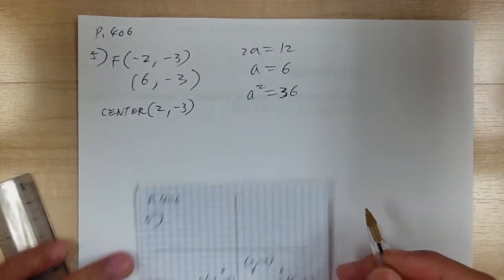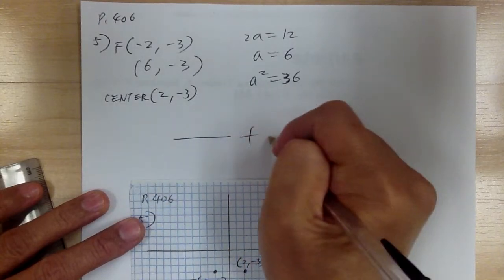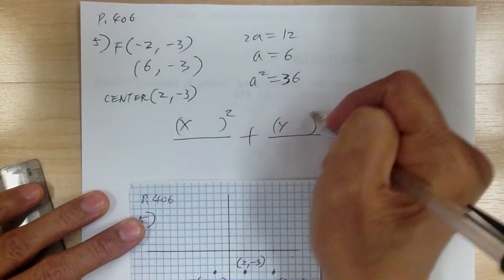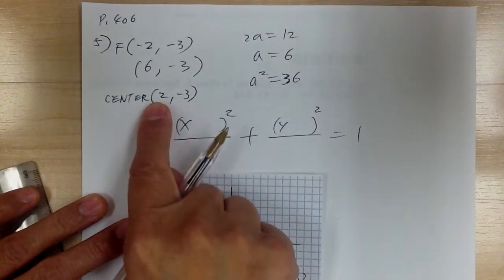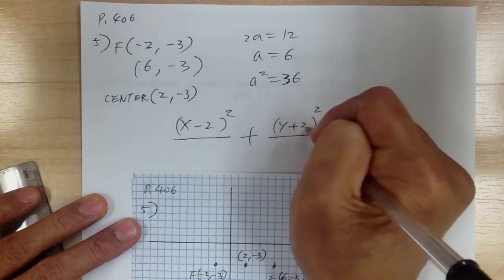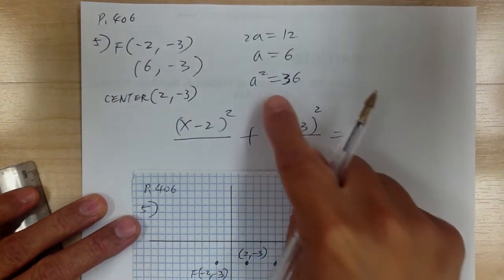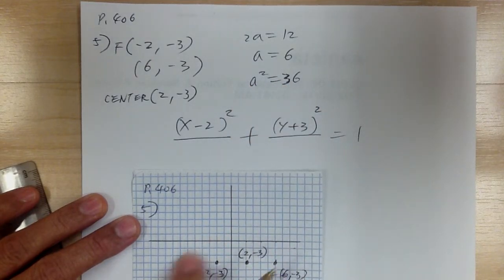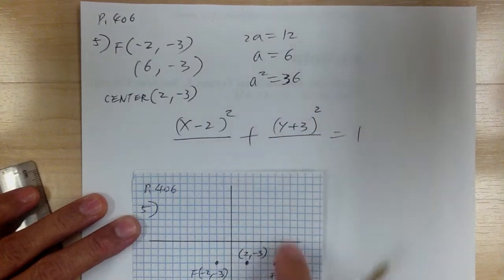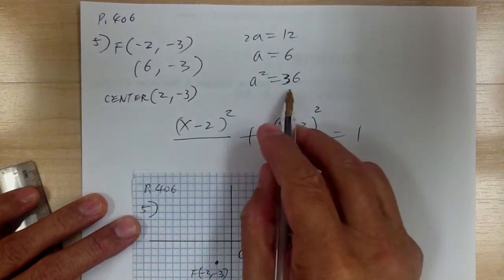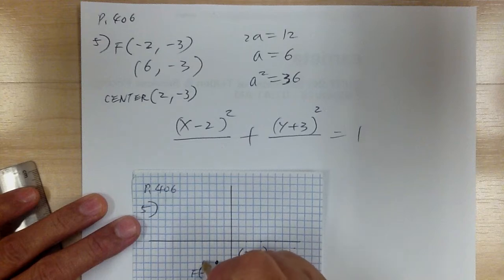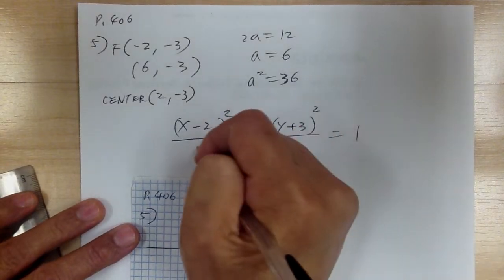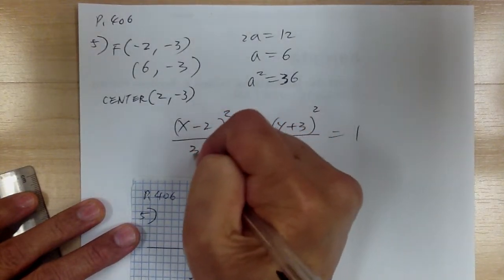And this is going to be in the x direction, right? So right away, you go and get your template. Center is 2, -3, so it'll be x minus 2 plus y plus 3. And the focal radii, this is always going the long way. So the long way is the x direction. So a is equal to 6, so 36 goes under the x.